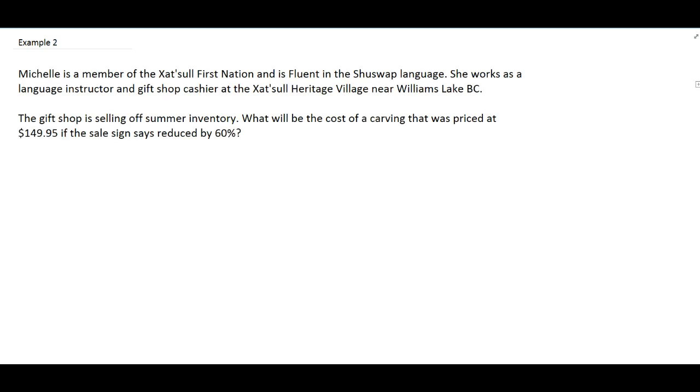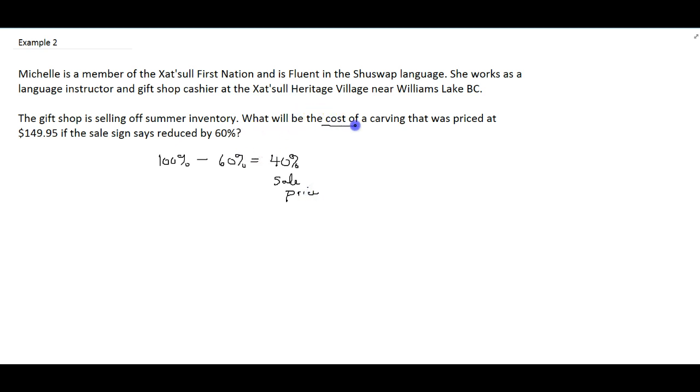Now let's go on to another example. Here we've got Michelle, and she's a member of the Hatskill First Nations and is fluent in Shuswap language. She works as a language instructor and gift shop cashier in the Hatskill Heritage Village near Williams Lake, BC. The gift shop is selling off summer inventory. What will be the cost of a carving that was priced at $149.95 if the sales price says it's reduced by 60%? So again, let's think about that. We have our retail price, which is 100%, and this is going to be reduced by 60%, which means the cost, or our sale price, is 40%.